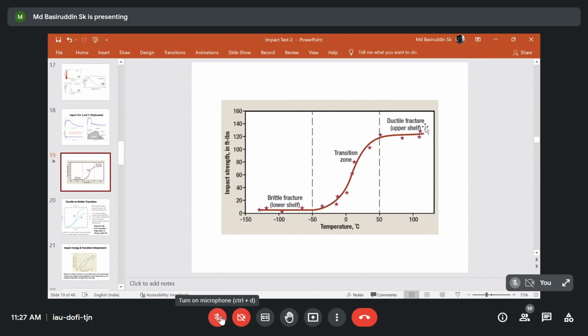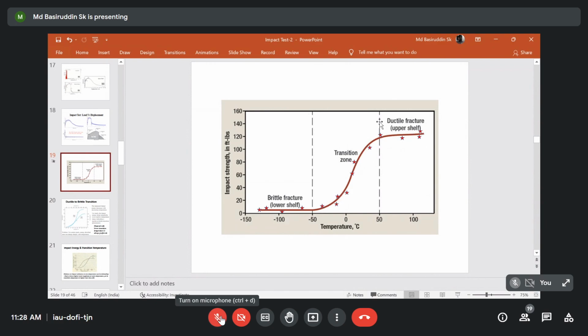First you need to obtain the scattered data. And for getting each data point you have to do a number of tests, and then you have to plot those points where the x-axis represents the variation in temperature, and the y-axis represents the energy absorption capacity or the impact energy. And then if you join them by suitable fitting equations, the curve will look like this.